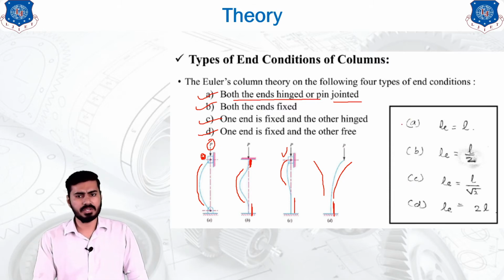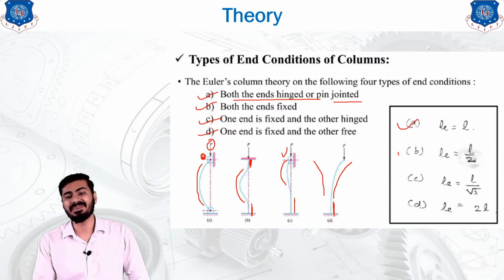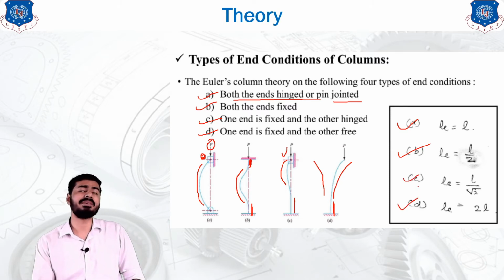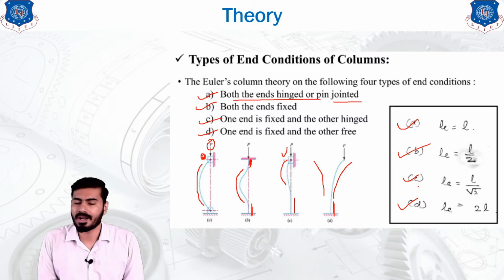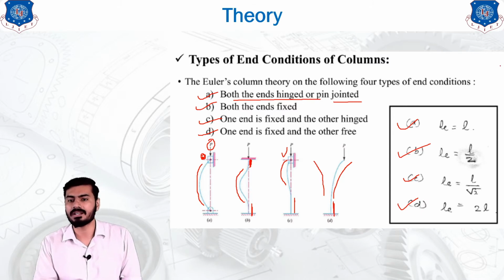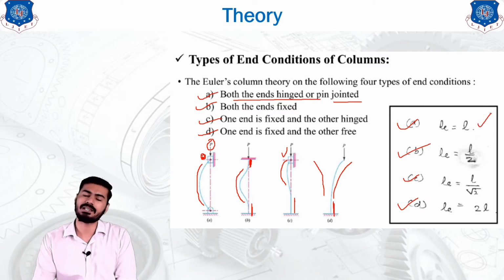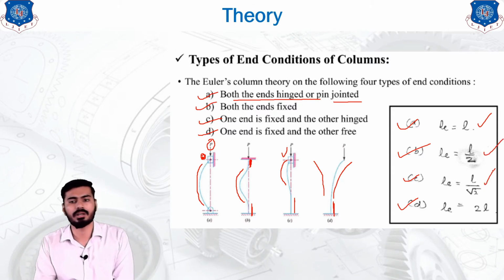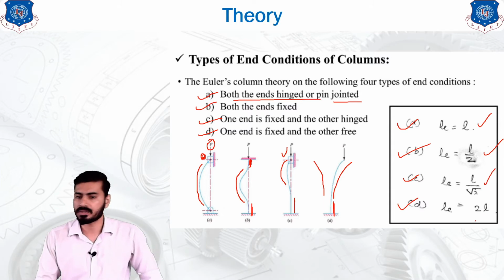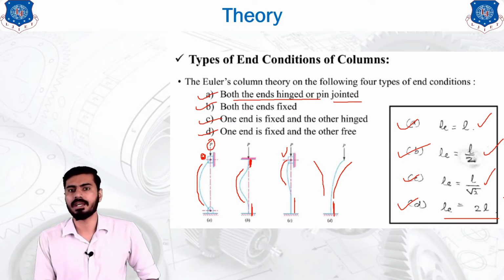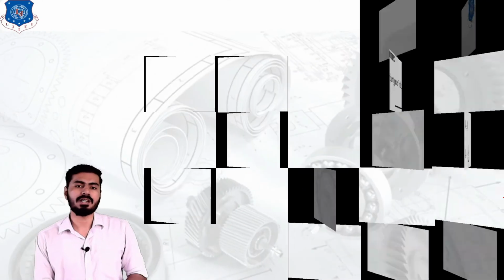Based on the end condition, you will utilize those equations of the equivalent length. The equivalent length is represented by LE, based on the end conditions A, B, C, D. If both ends are hinged or pinned, then you will consider the equivalent length of the column as LE equals L. For the second condition, LE equals L by 2, for the third condition LE equals L by root 2, and for the fourth condition LE equals 2L. These are the equivalent lengths which you will require to enter into Euler's equation.